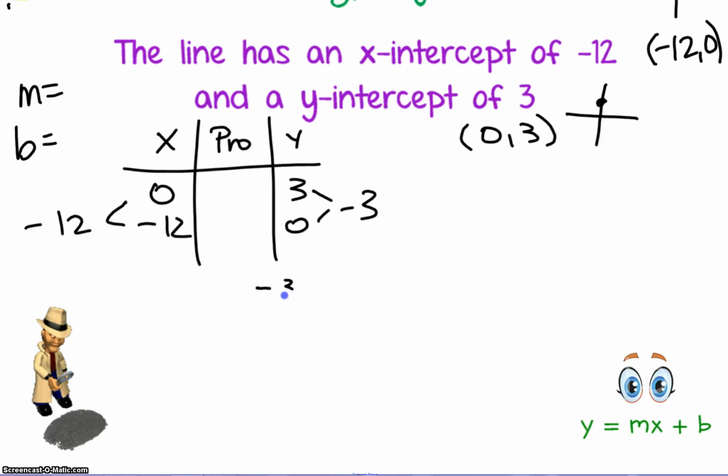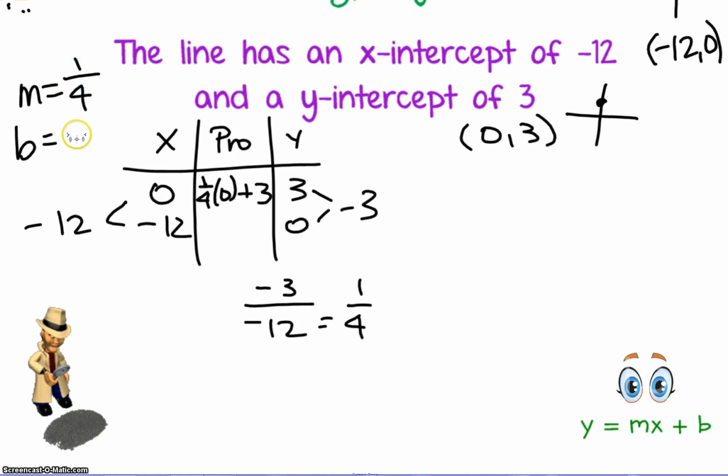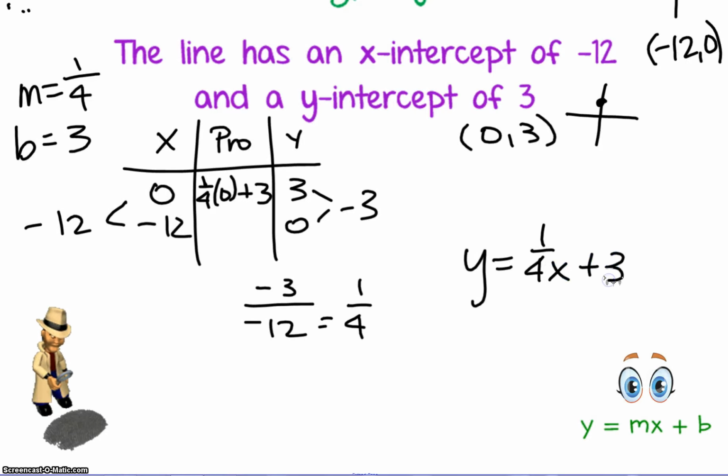So -3 divided by -12 is 1/4. So we know it's 1/4 times 0. Well, anything times 0 is 0, but I need to get to 3, so my y-intercept would be +3. So my slope is 1/4 and my y-intercept is 3. So our equation is 1/4 x plus 3.